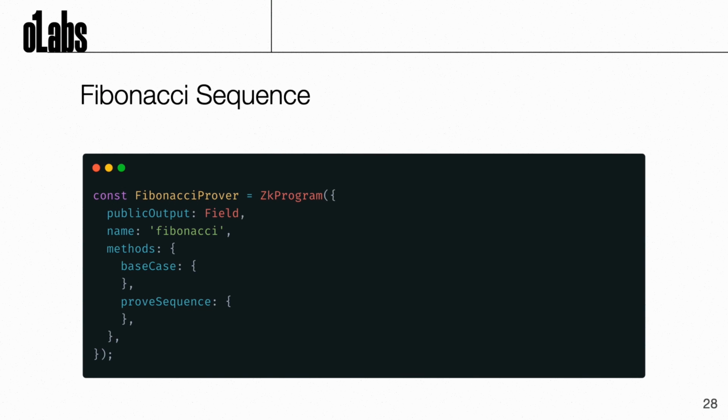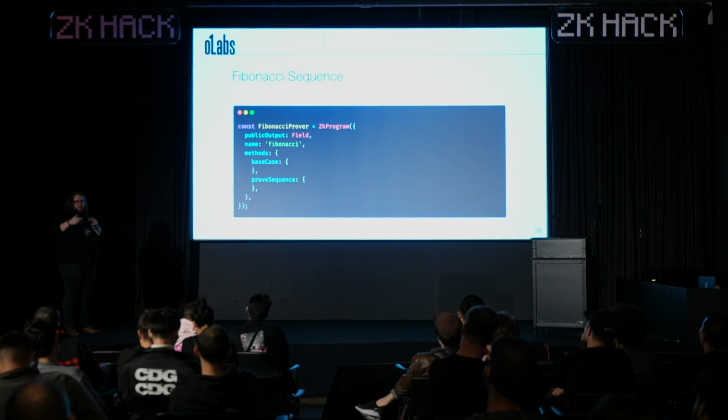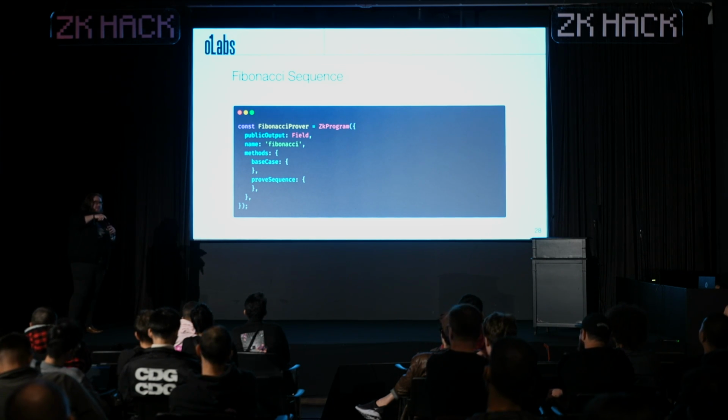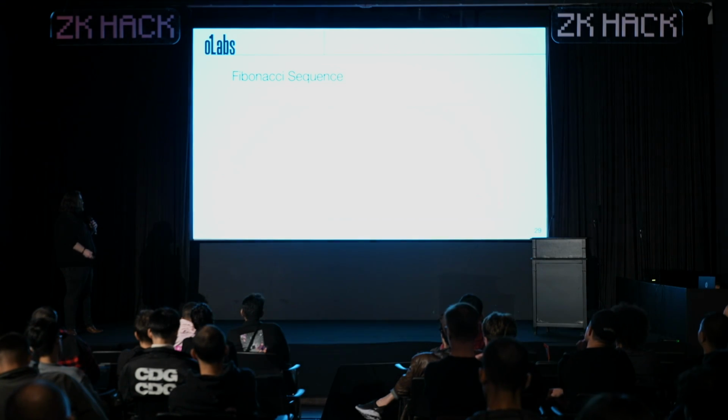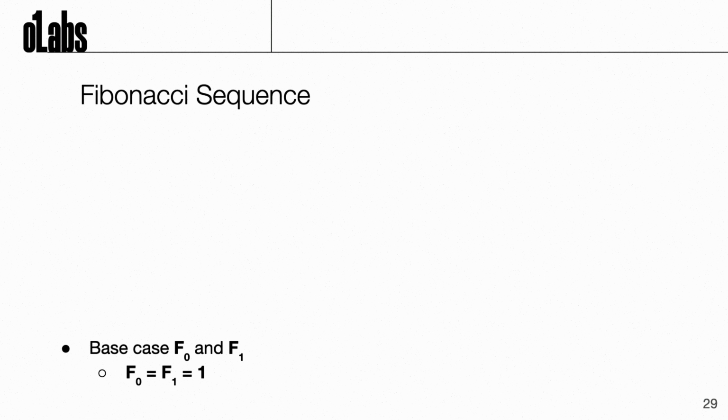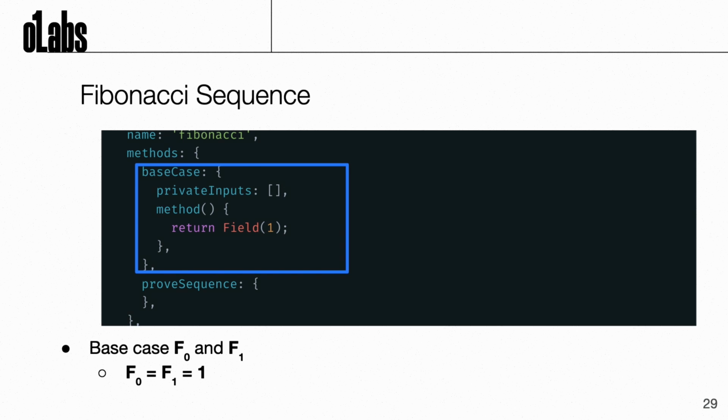So how does it look? We can simply use the ZK program API to define a recursive proof. We add two methods to it, number one being the base case, where you simply spit out a 1 value, and then proving the sequence, which is the recursive step, where we always take the previous two inputs and then go further and further, generate a new output, and continue doing so. So our base case is simply giving us the value 1. And yeah, that's pretty easy. We simply return a field element that has the value 1.